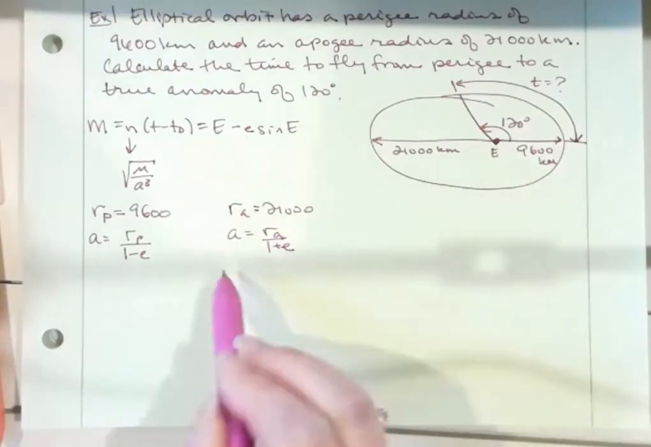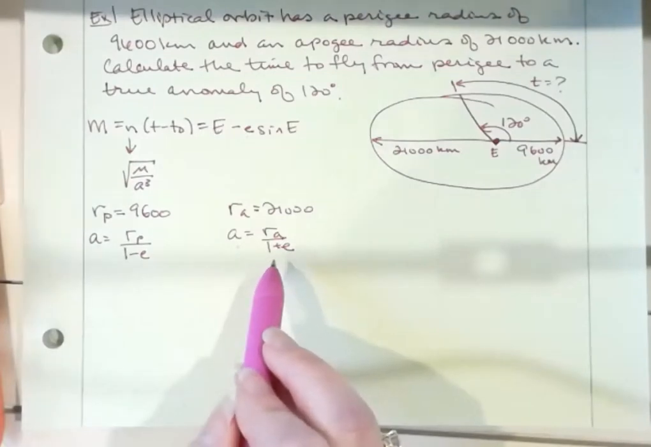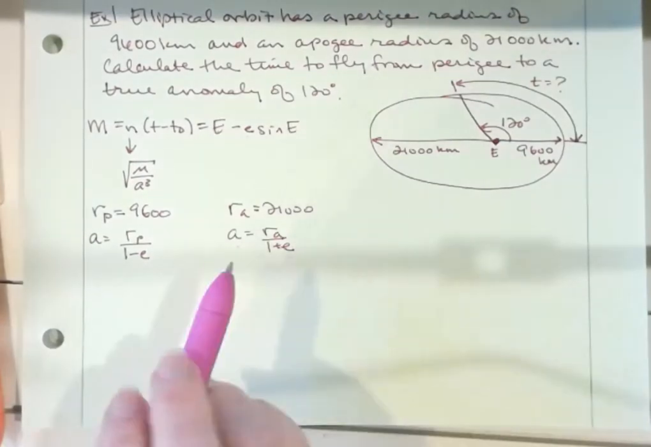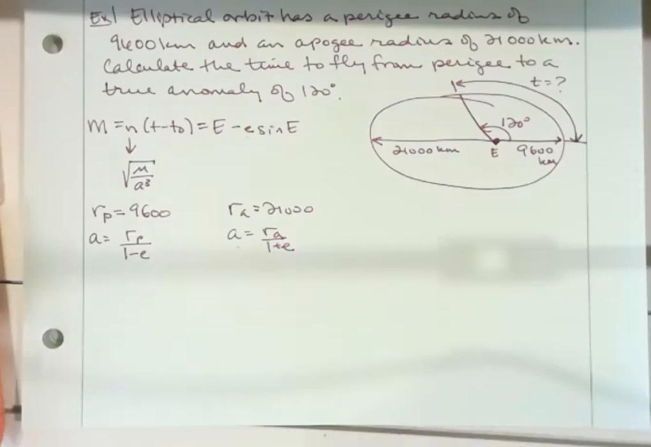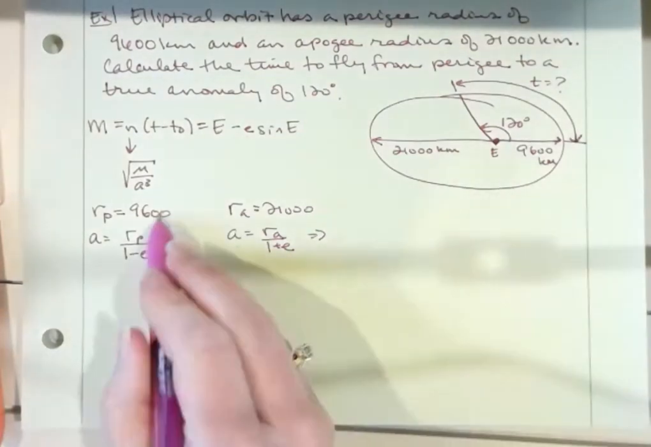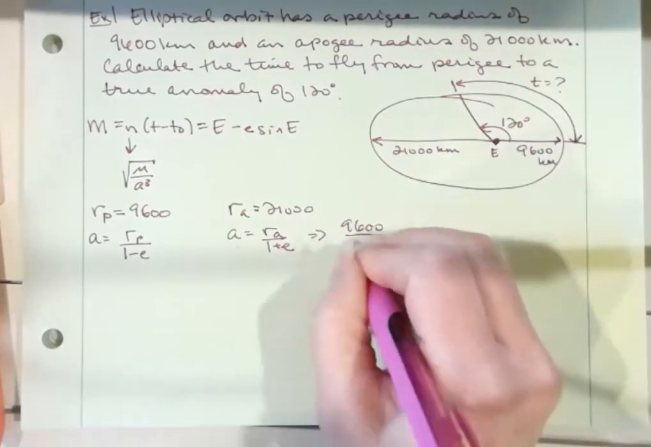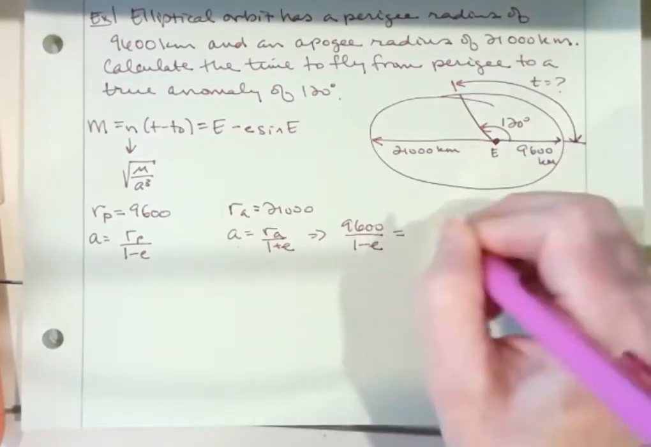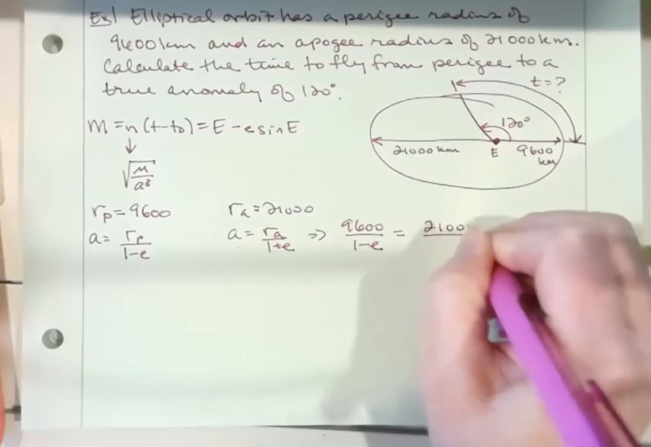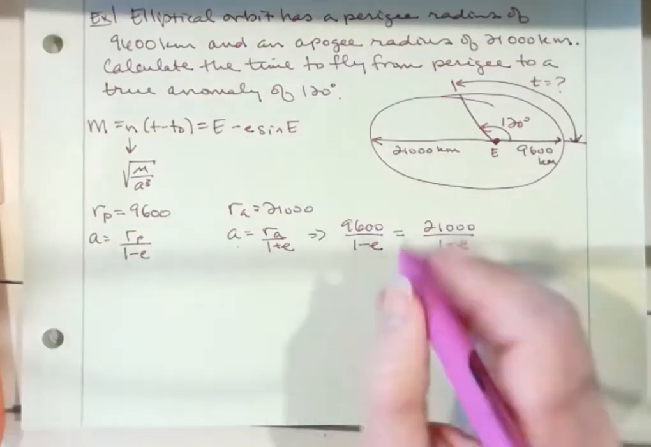Now both of these are semi-major axes, right? So that means that we can set these two equal to each other. And that's what we'll do next. Okay, and plug in your values for the radius. So we got 9600 over 1 minus e, and that equals 21,000 over 1 plus e. Okay. So then you'll have to cross multiply and do the algebra.